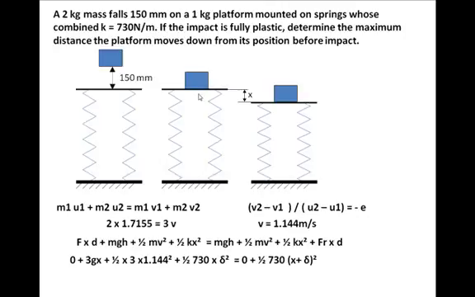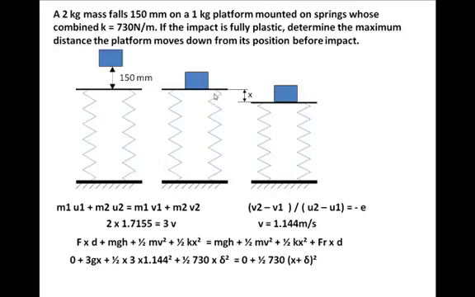See, one may apparently feel, why should this delta come? But the fact of the case is that this 1 kg has already compressed the spring, and that compression, if it is delta, that energy is stored in the spring, and that is half 730 delta square.